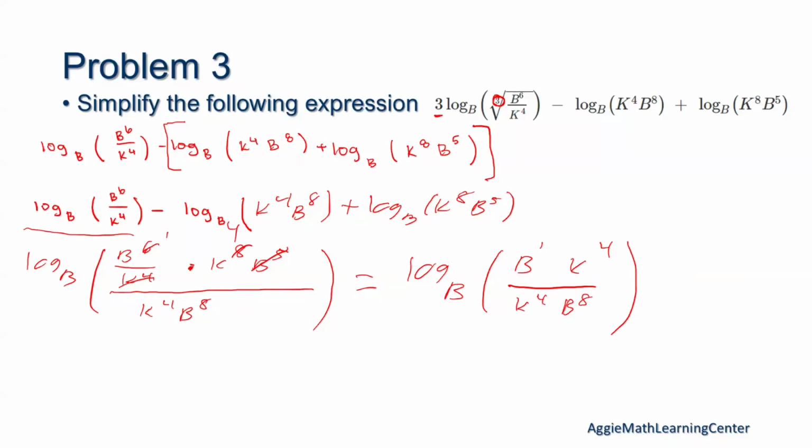And now we can simplify once more. You have a k to the 4th here that cancels with the k to the 4th there. So you're left with log b, and then there's a 1 here. That'll be a 7 in the denominator. Log b of 1 over b to the 7th.